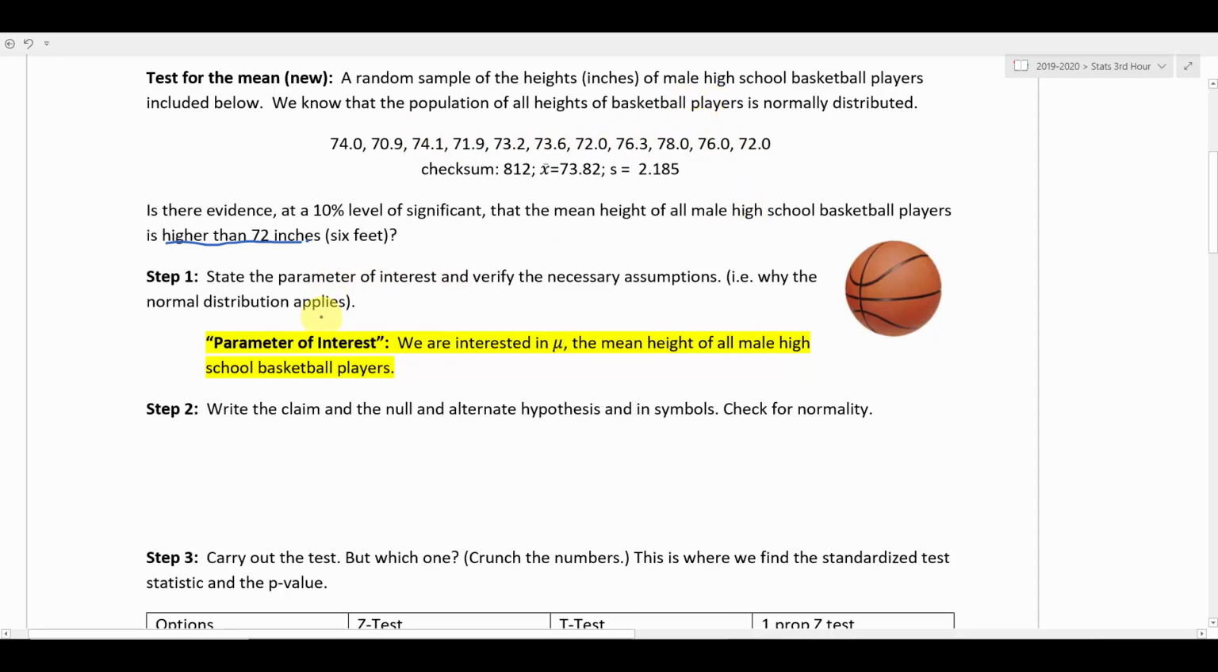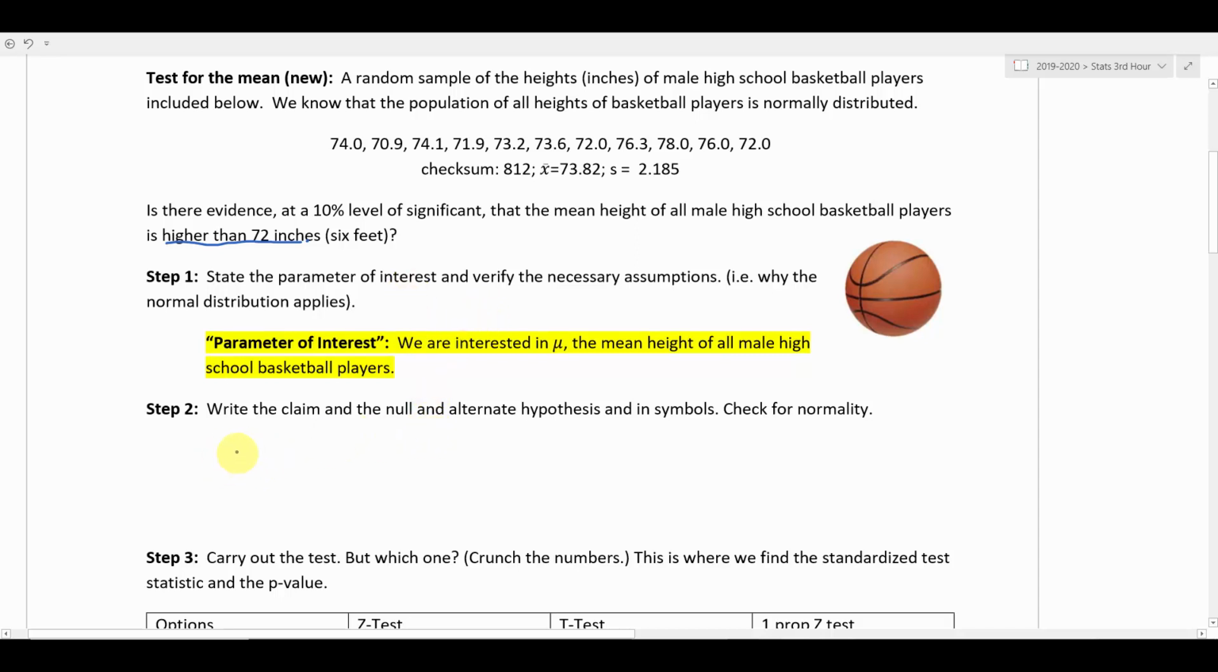The parameter of interest is the mean, right? So we're testing something about a mean, and we're specifically looking at the mean height of high school basketball players. Okay, so it's always important to identify what parameter we're working with because it gives us a clue as to what tests we're going to use. All right, a proportion is different than a mean, so they require different tests.